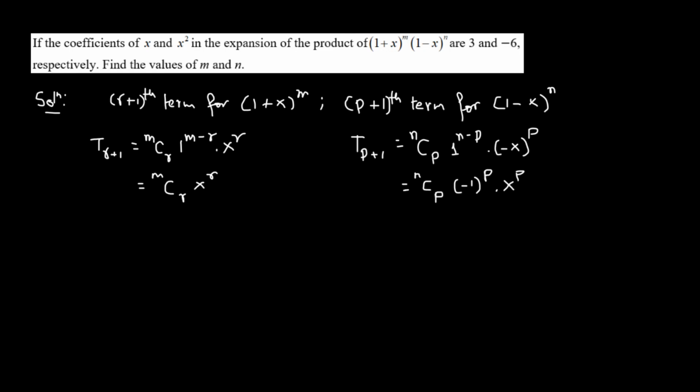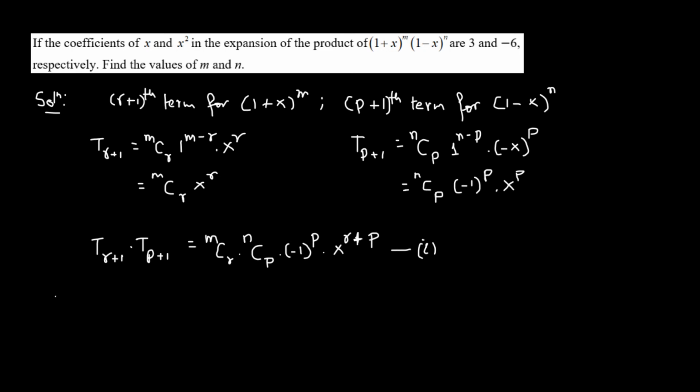Now we take the product of both of them, that should give us T(r plus 1) times T(p plus 1) is equal to mCr times nCp times negative 1 raised to the power of p times x raised to the power of r plus p. So let this be equation number 1. Now, in order to find out the coefficient of x first, we're going to have two possibilities.